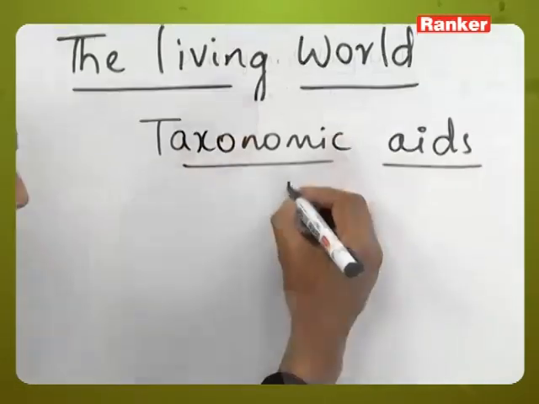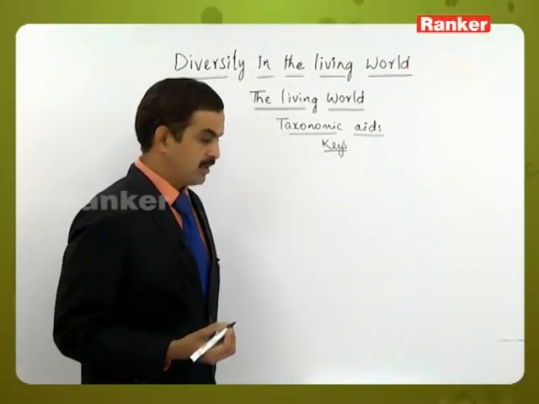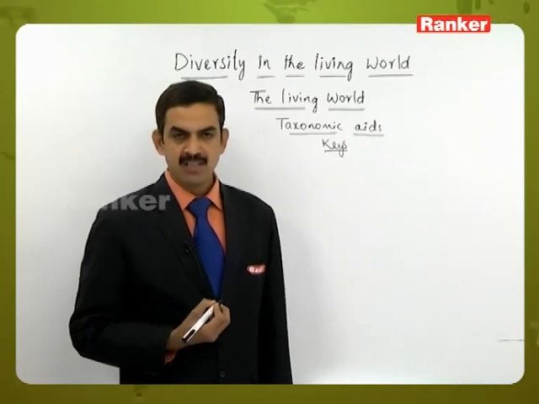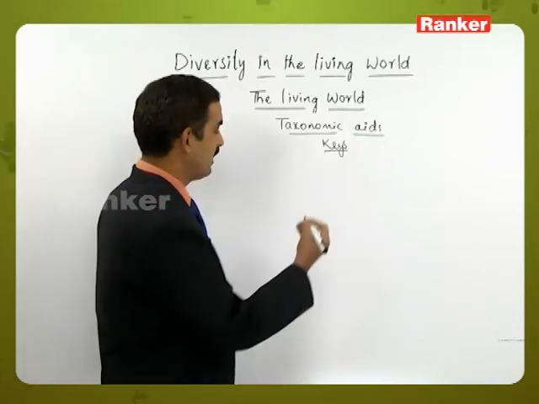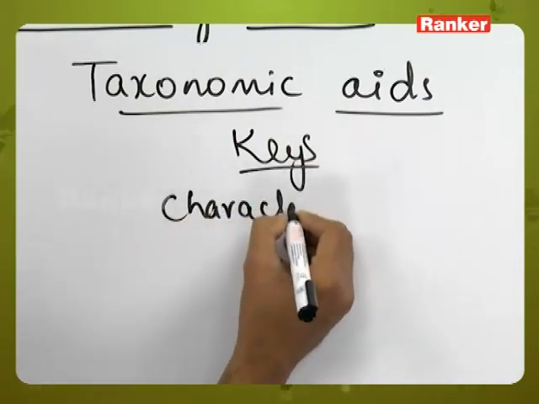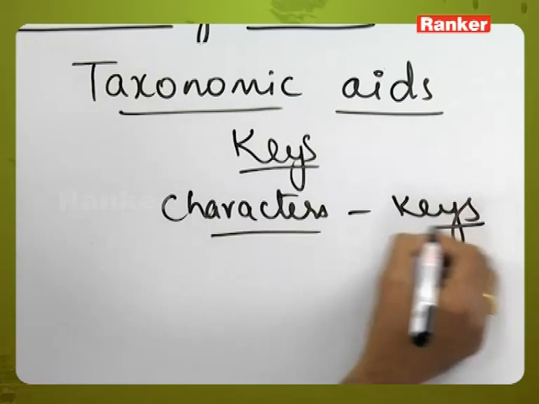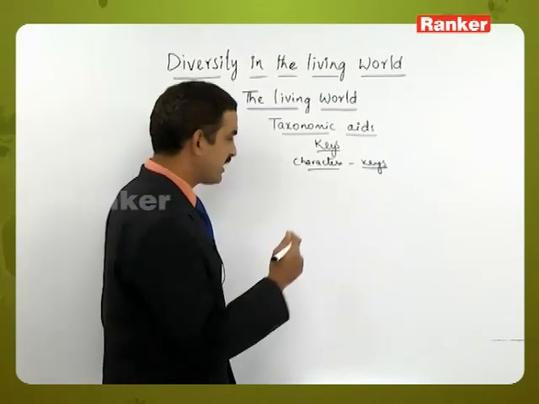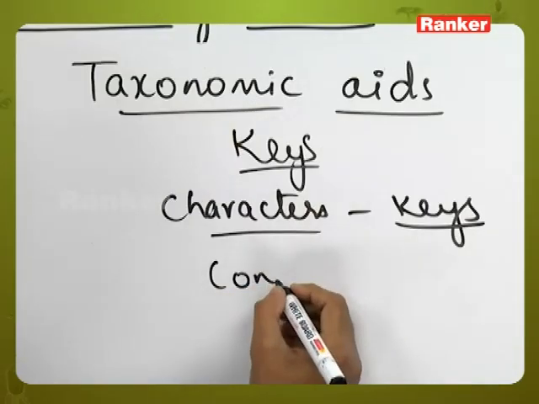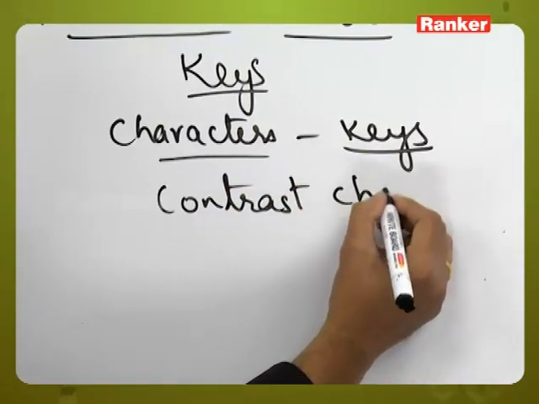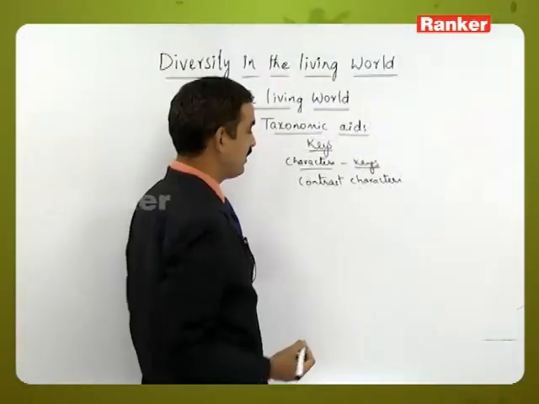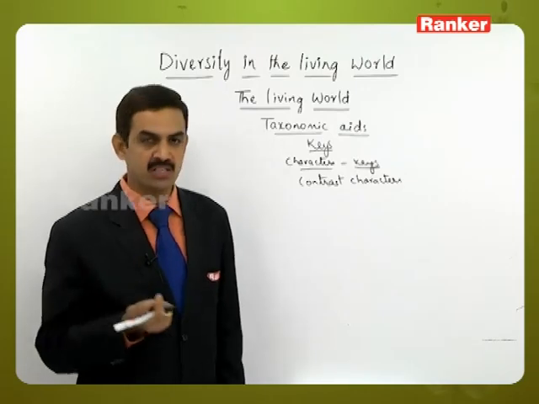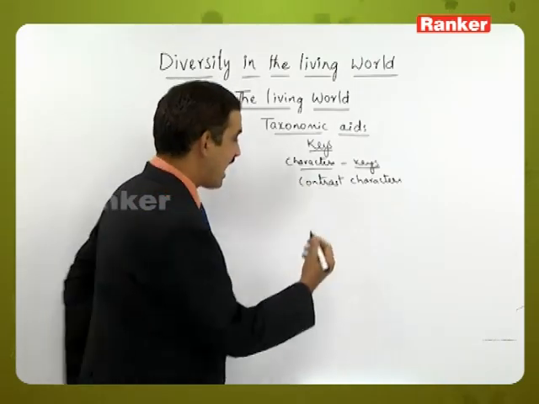In the taxonomic aids, the next one is the keys. So keys are the characteristic features which describe the characters of a particular plant species. When we are describing a plant species, two characters will be given. So that's what we call contrasting characters. In that contrast, one character will be related to that plant species and the other character is opposite.